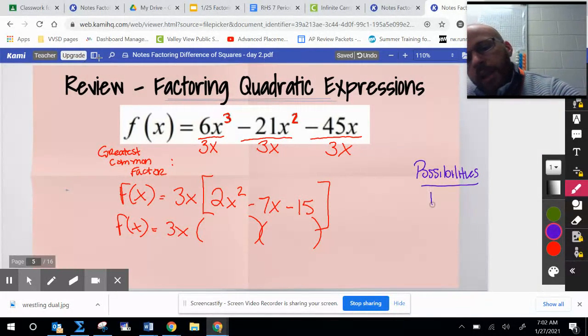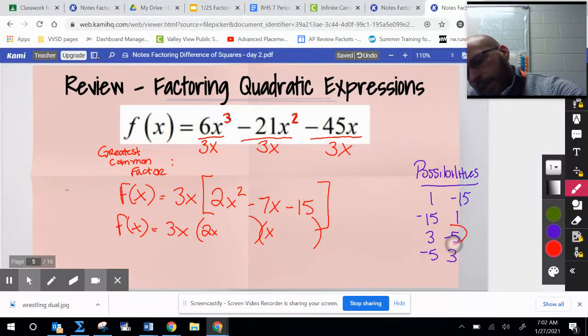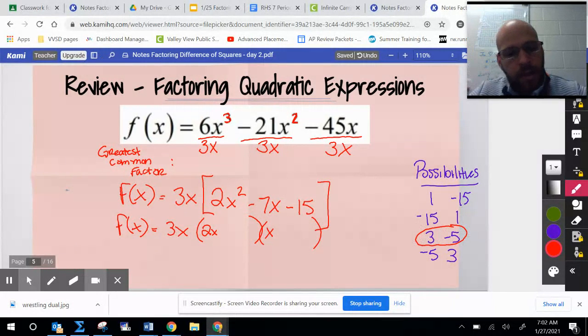And for negative 15, I have 1 and negative 15, negative 15 and 1, 3 and negative 5, negative 5 and 3. So I want to check those. Now again, this has to be 2x and x. So I want to check which one do I want to start with. I think this 3 and negative 5.